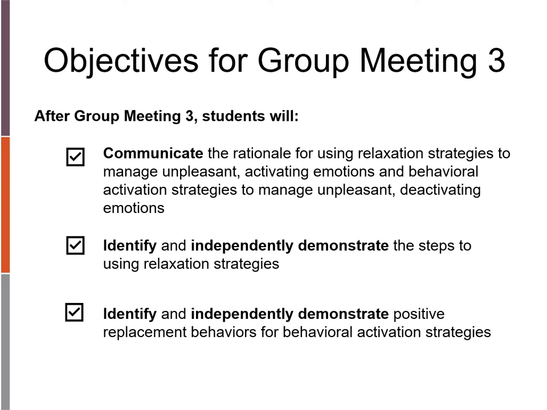The objectives for Group Meeting 3 are that students will communicate the rationale for using relaxation strategies to manage unpleasant, activating emotions, and behavioral activation strategies to manage unpleasant, deactivating emotions. Identify and independently demonstrate the steps to using relaxation strategies, and identify and independently demonstrate positive replacement behaviors for behavioral activation strategies.